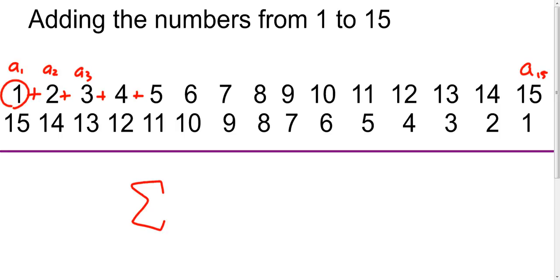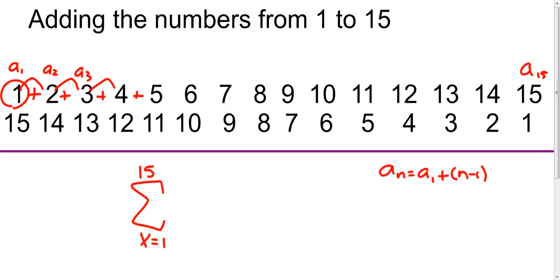So I am going to sum whatever letter you want to use. I'm just going to use X from the first term to the 15th term. Then you need to come up with a formula for this. This right here is an arithmetic sequence, okay? I am adding 1 every time to get to the next term. So I can follow my formula for arithmetic sequences that I used before.